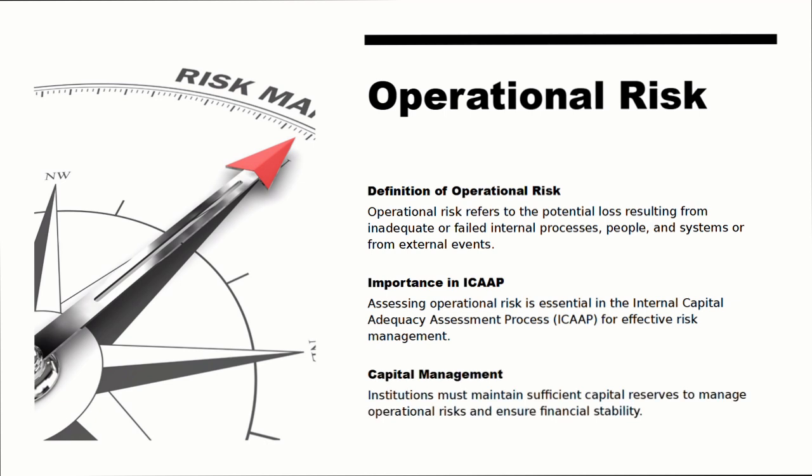Operational risk. Definition of operational risk. Operational risk refers to the potential loss resulting from inadequate or failed internal processes, people, and systems, or from external events. Importance in ICAAP. Assessing operational risk is essential in the internal capital adequacy assessment process for effective risk management. Capital management. Institutions must maintain sufficient capital reserves to manage operational risks and ensure financial stability.